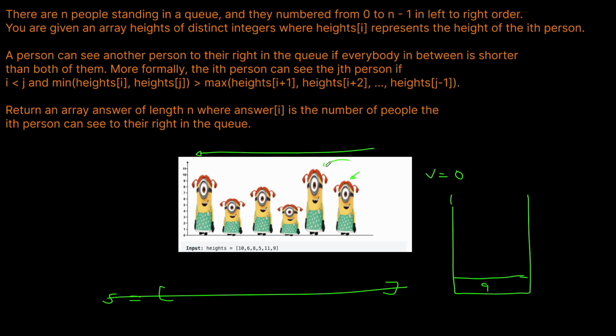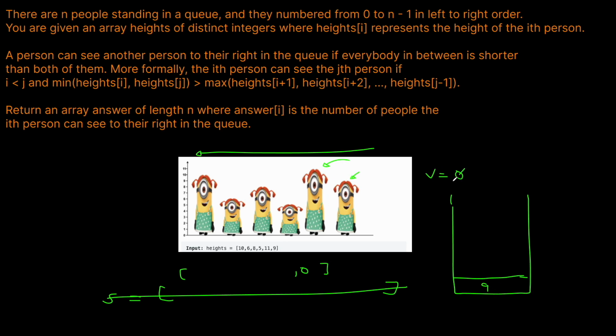Then we get to this person, and we want to update our actual result array. So this last person is going to be able to see 0 people, obviously, because there's no one to their right. And then we get to this person, right? And they're of height 11. So we check, does the stack exist? Yes, there is something in here.